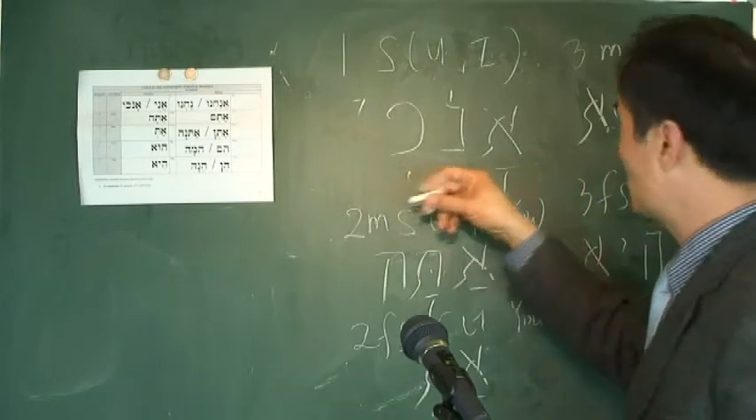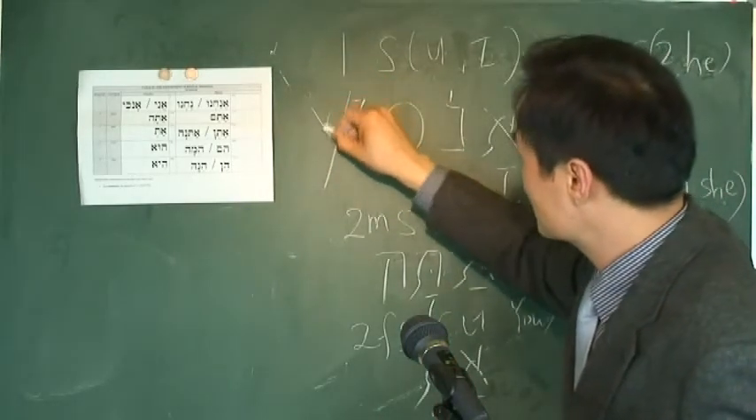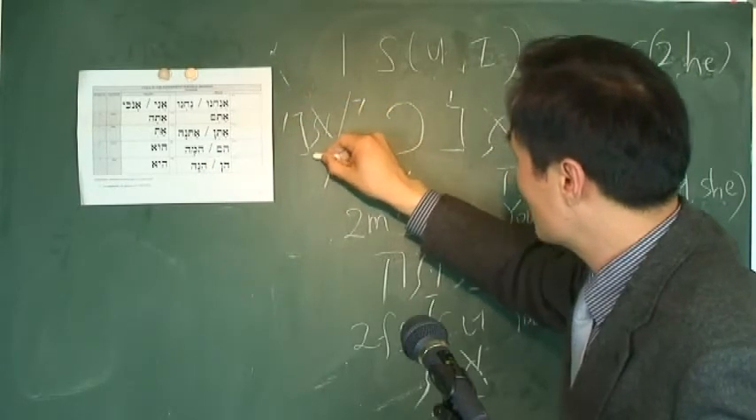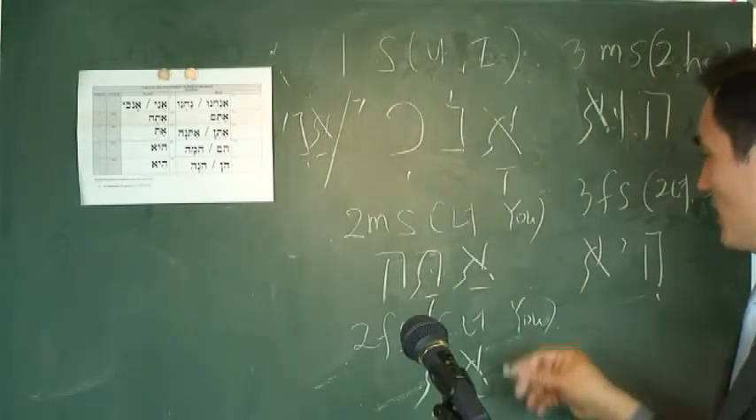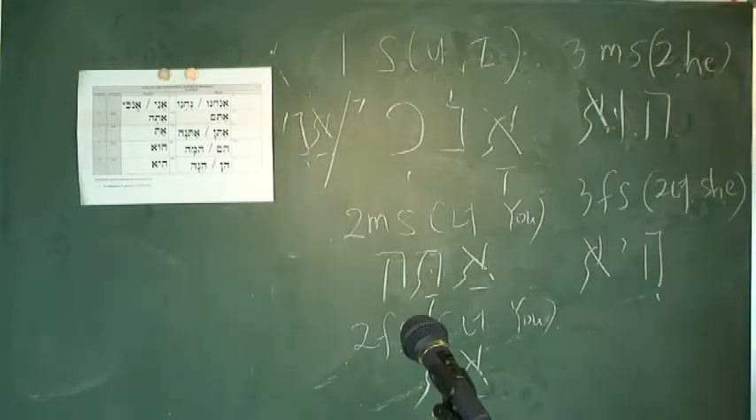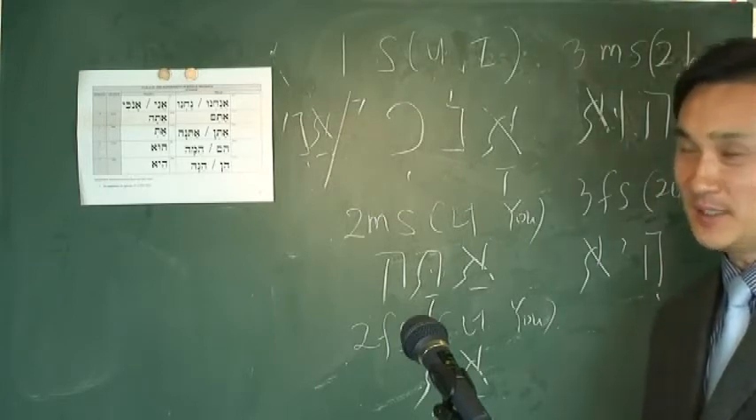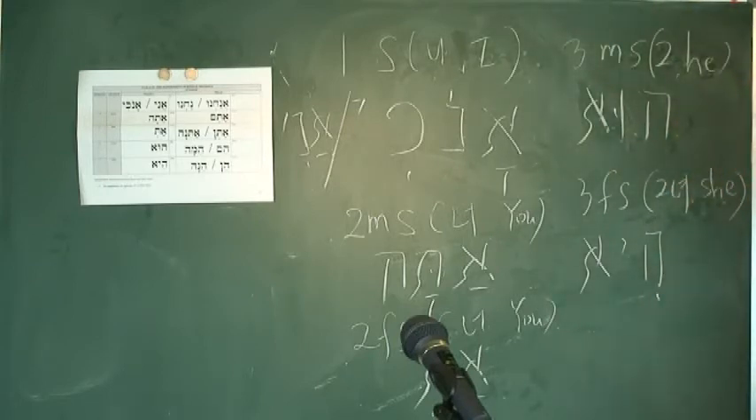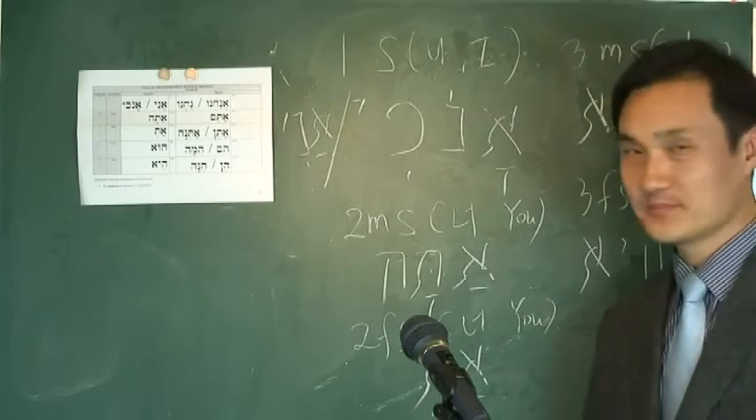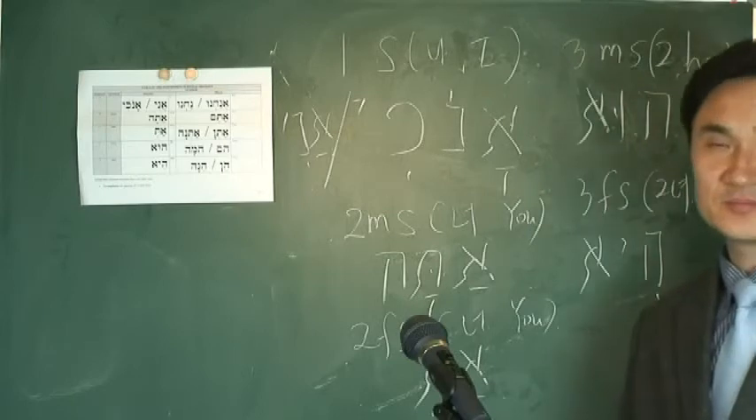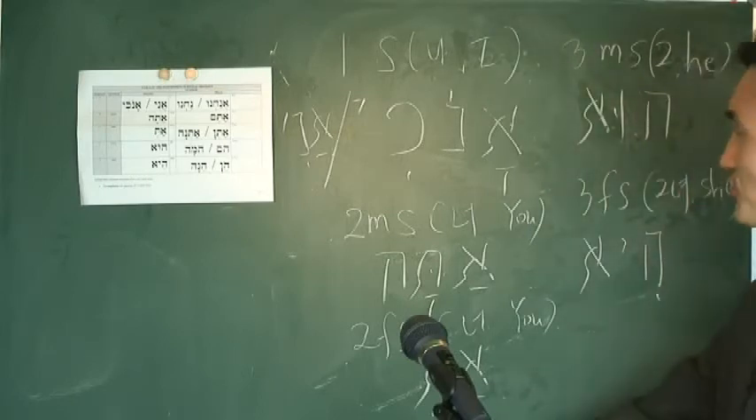The singular form Anoki consists of the form Ani. They are Ani, Anoki, Ata, At, Hu, and He. It would be a good idea to memorize them. Let's read them one more time. Ani, Anoki, Ata, At, Hu, He.